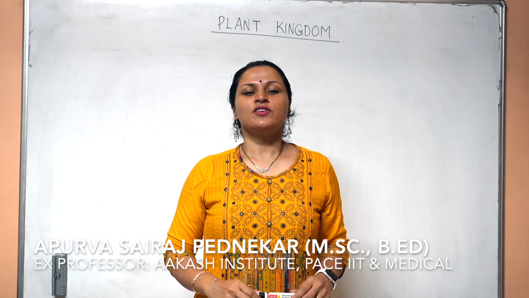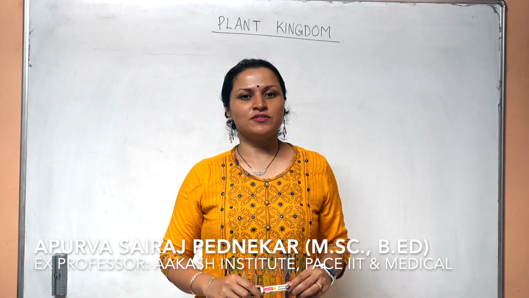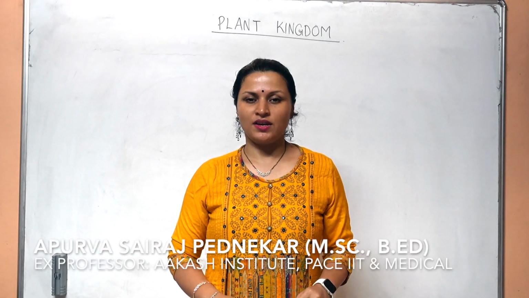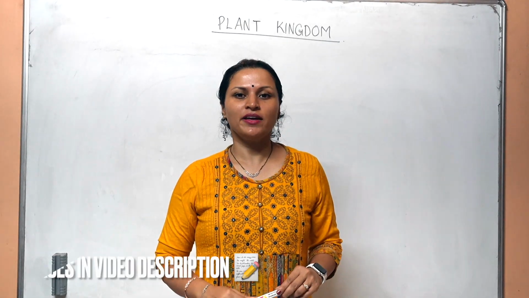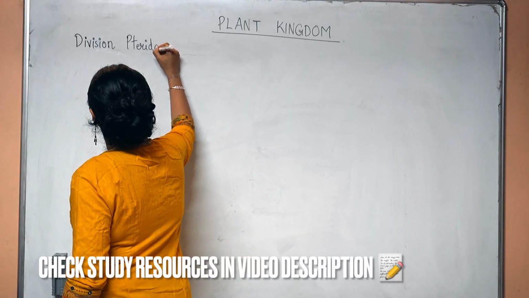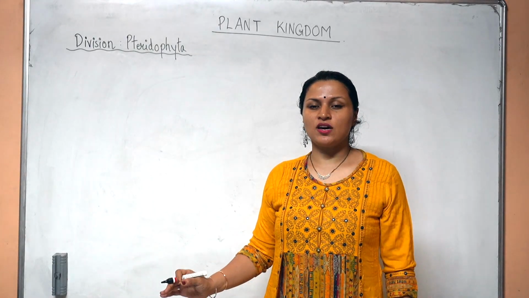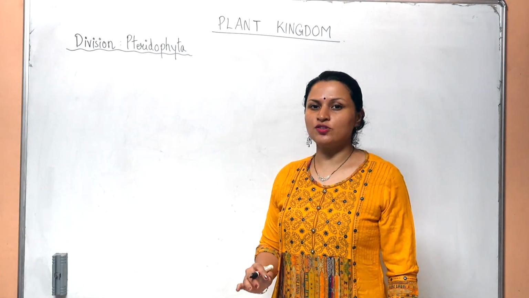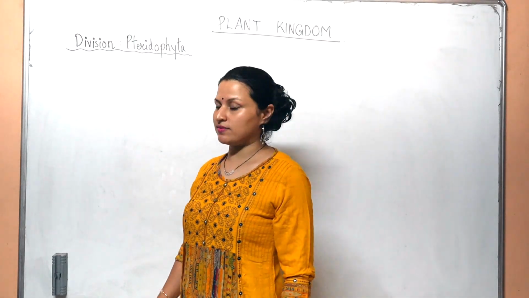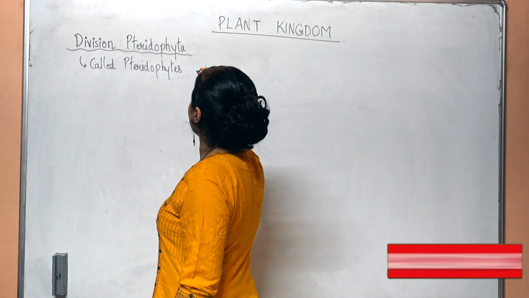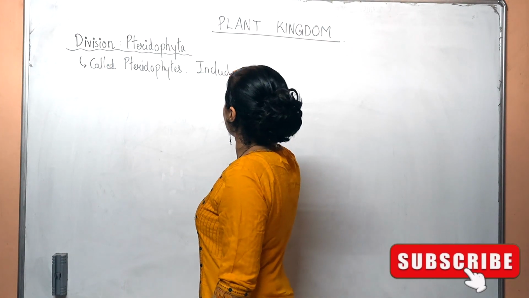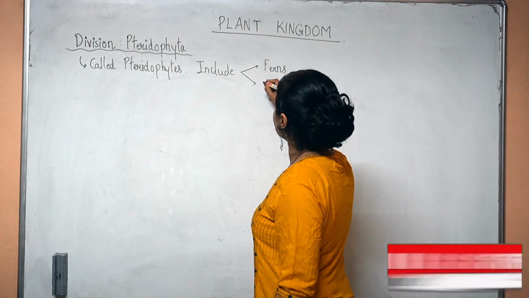Hello students, so within plant kingdom we have completed with the division Algae and division Bryophyta, and now we are going to start with division Pteridophyta. The members of this division are called pteridophytes, and they include two types of plants, ferns and horsetails.